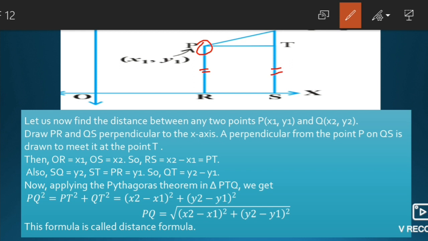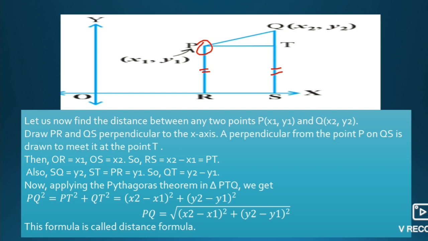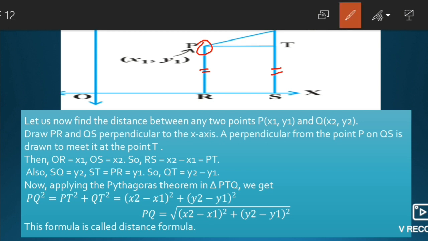Now the coordinate of P point is given as x1, y1 and Q point is x2, y2. That means you can say that the value of RS will be x2 minus x1. So the value of RS is x2 minus x1. Why? Because this OR is x1, and this OS is x2. So that's why RS is x2 minus x1.